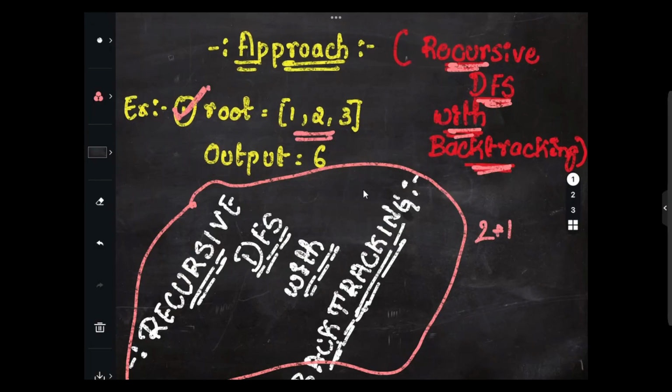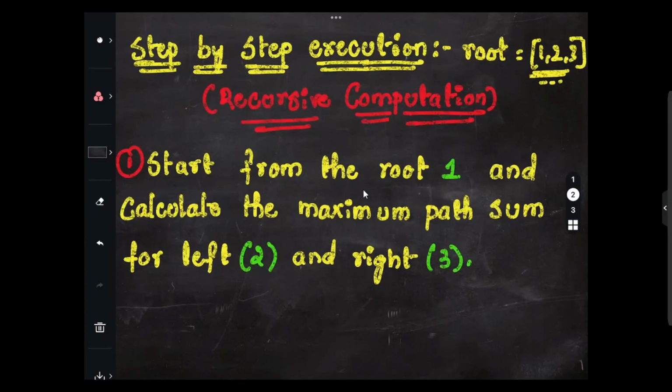So this will be 2 plus 1 plus 3. This is the maximum path we have to get. In this case, 2 plus 1 is 3, 3 plus 3 is 6. So we have already discussed this one. We have an idea on this one, right? So let's move on with the step-by-step execution here.